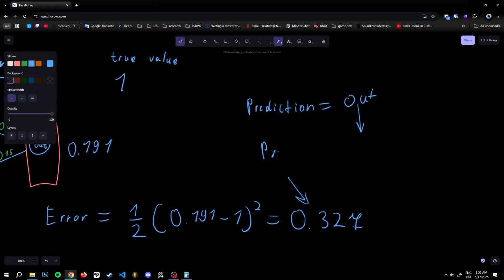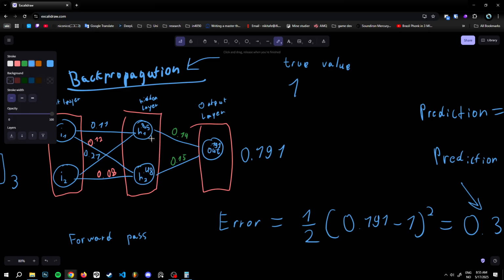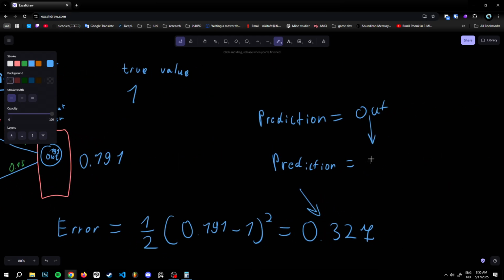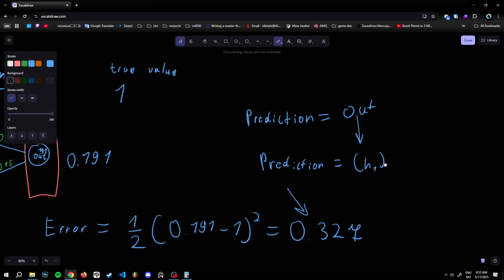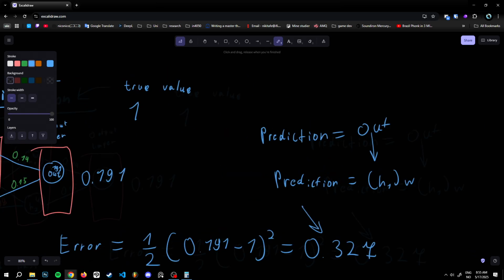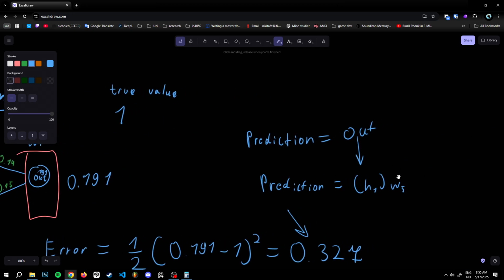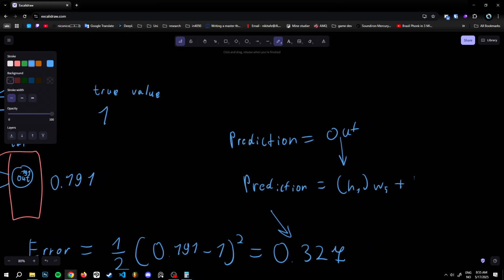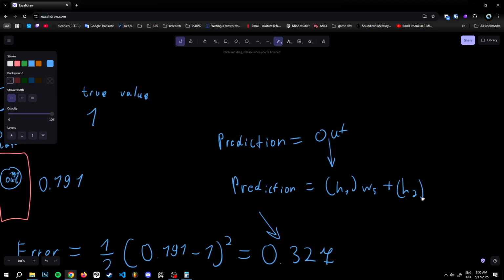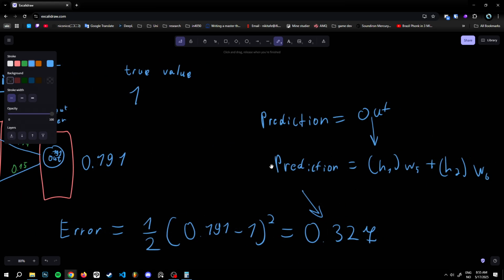So you can say that our prediction is because of H1, H2. It is because of H1 multiplied by the weight, we're just going to name this weight 5 because I did not have a naming for this, and then plus H2 multiplied by the second weight, so multiplied by this, right?